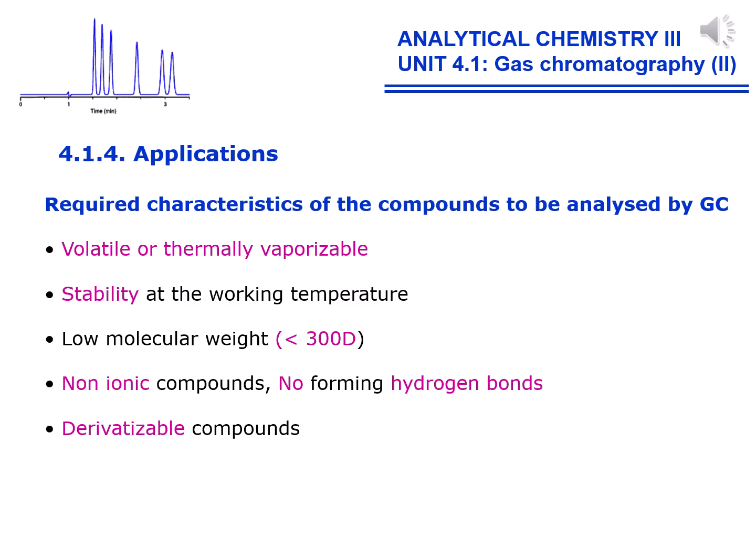Applications of gas chromatography. The compounds to be separated by gas chromatography must comply with: they must be volatile or thermally vaporizable, they must have chemical stability at working temperature, they must have low molecular weight, less than 300 Daltons, and they must be compounds in their non-ionic form or compounds without hydrogen bond-forming groups. If this is not the case, these compounds must be derivatized, as explained in the previous slide.